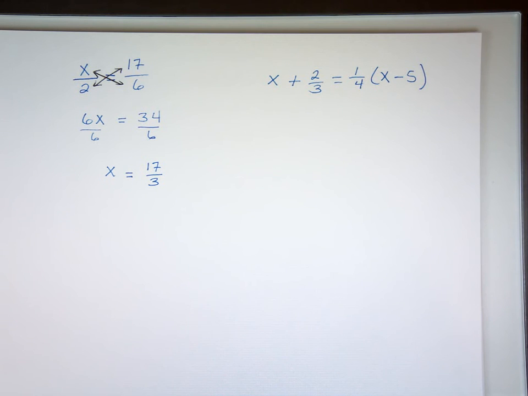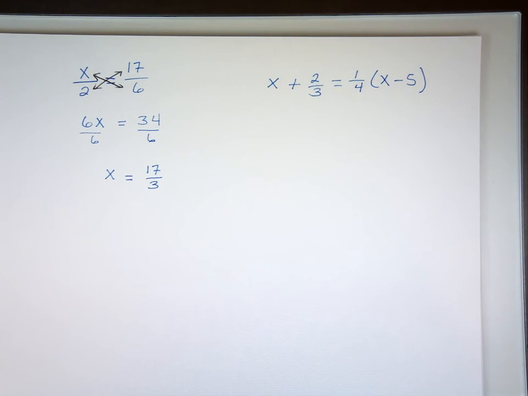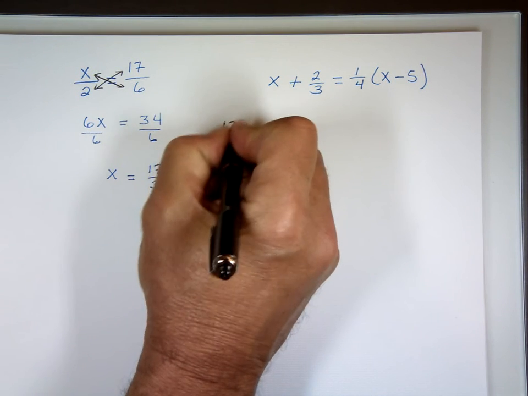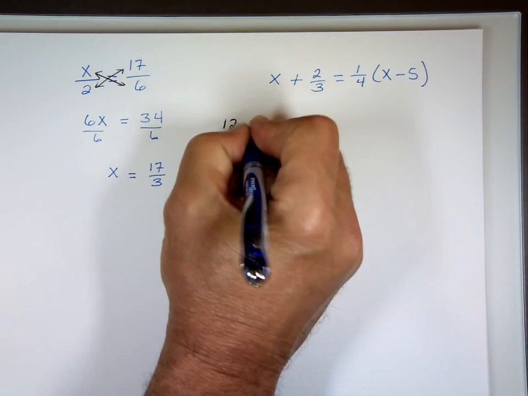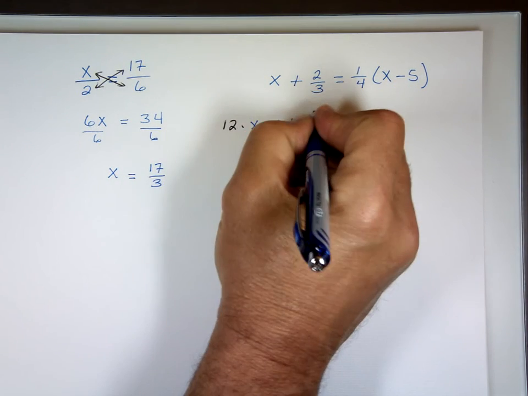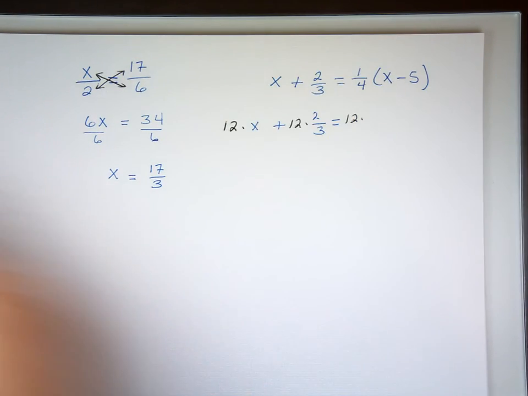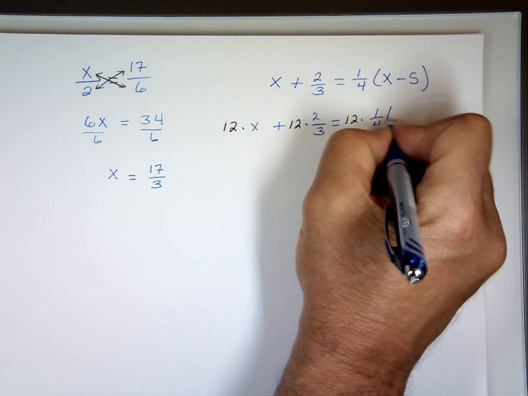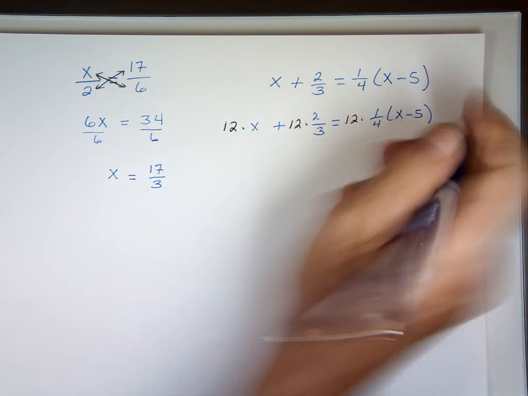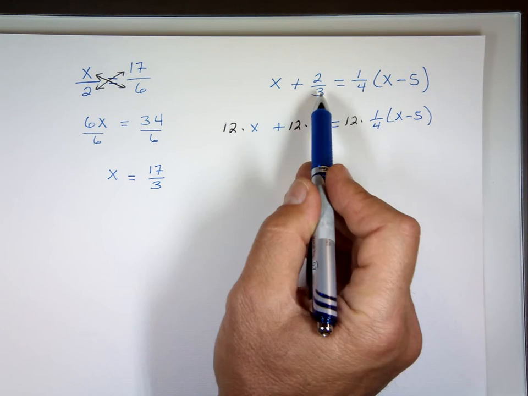And what's that? You find the LCD for these little fractions, 2/3 and 1/4. What's the LCD? Let's multiply each one of these terms by 12. Only addition and subtraction separate terms. So 12 times this, 12 times this, that's one term, 12 times that.